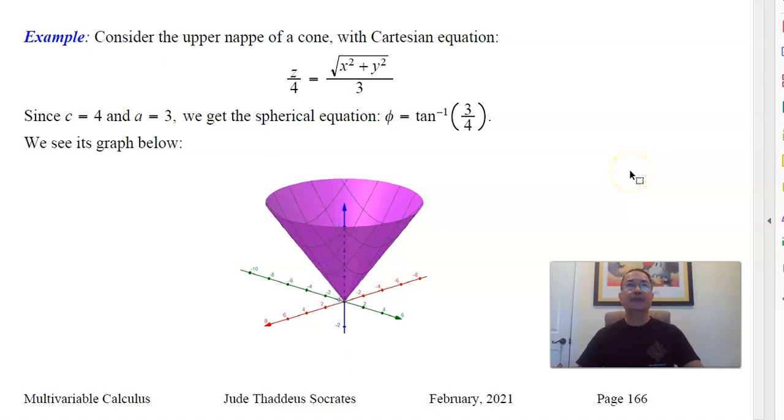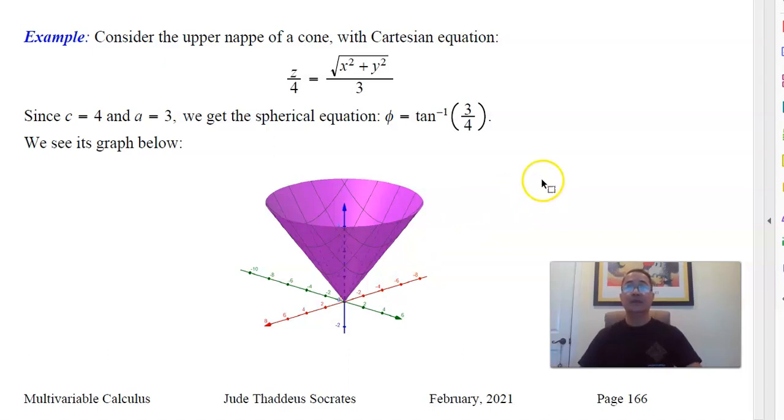All right, so here's an example. Again, we only want 1 nappe of the cone, so I'm choosing the positive nappe. z over 4 is radical x squared plus y squared over 3. So in our standard form, this 4 is your c, this 3 is your a. According to the formula, phi is tangent inverse of 3/4. So that is the graph of this cone in spherical coordinates.